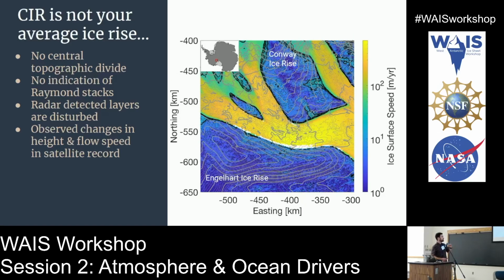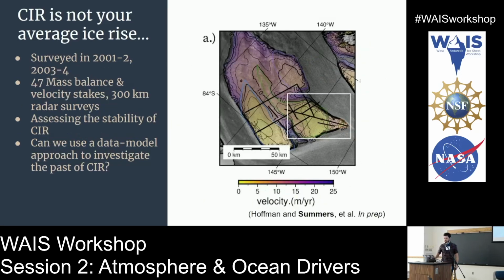And then additionally, radar observations of the layers tell a similar story, that there's been a complicated past of flow rearrangement on Conway Ice Rise. And then finally, there also are observed height changes and flow speed changes that are observable from satellite data products above the noise floor there. So that's an indication of sort of current day rearrangement as well.